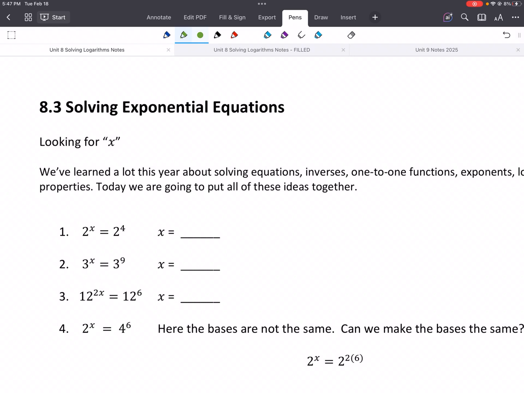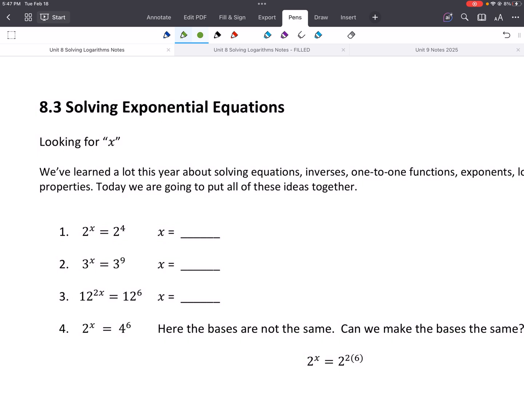All right, welcome everybody. This is 8.3. We're solving exponential equations. A lot of the things that we've done before for solving, like when we did radical equations and rational equations, still apply. A lot of what we're doing is like PEMDAS backwards. We're going to add or subtract first, multiply, divide next, then exponents.